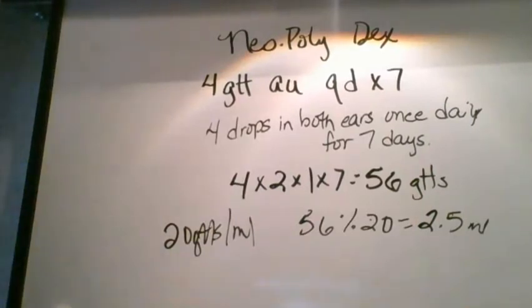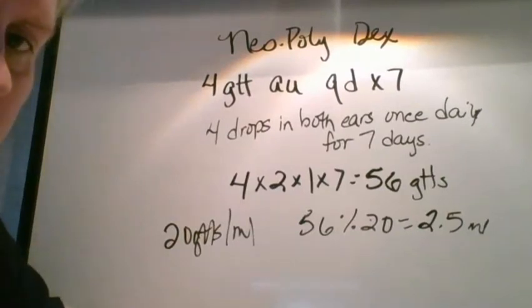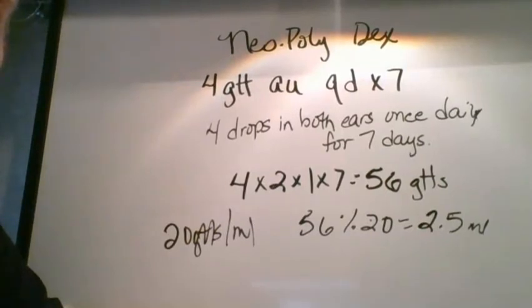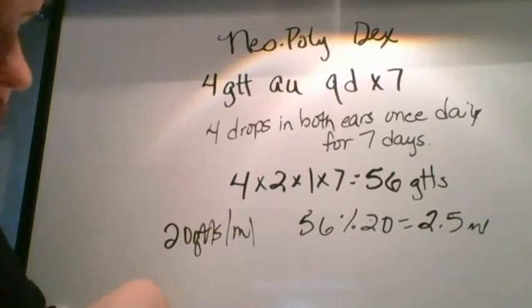So this isn't very complicated. It looks very intimidating. It's more or less setting up that big multiplication problem in the middle just from being able to read the directions. And then dividing by the 20 drops per ml will tell you how big of a bottle to dispense that patient.